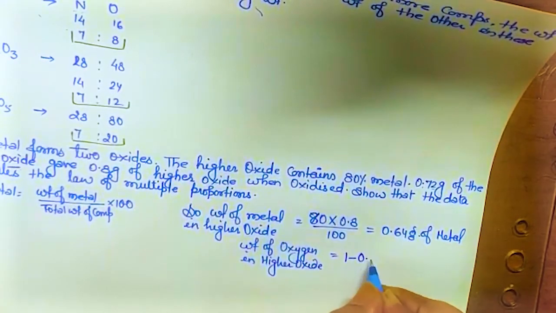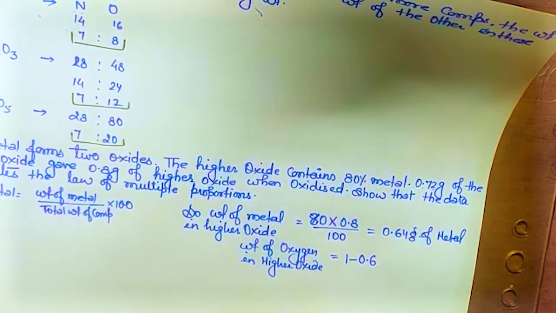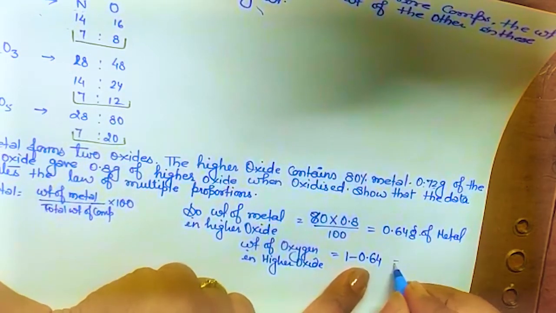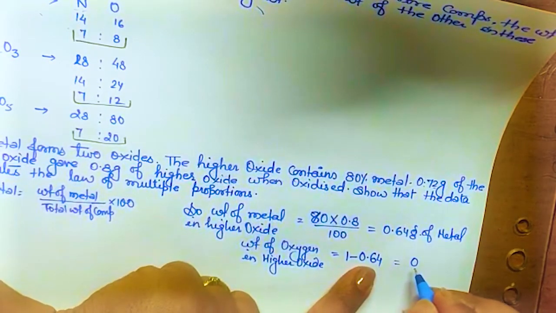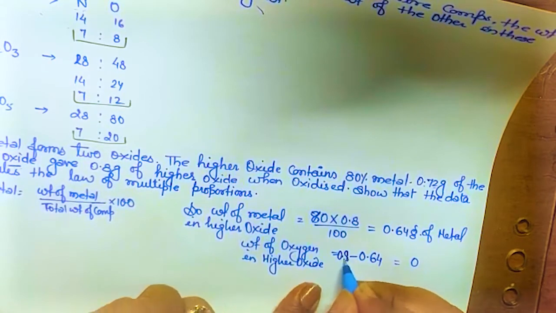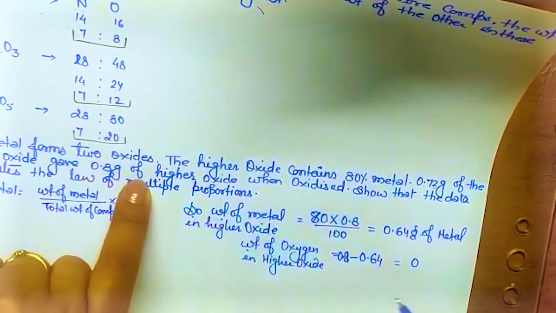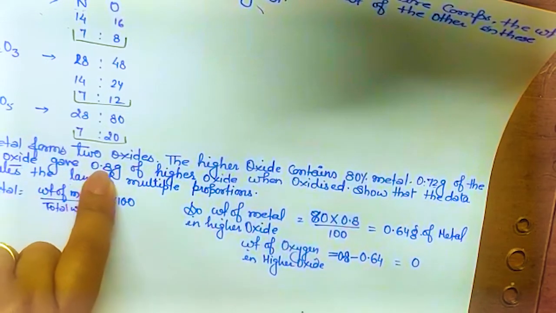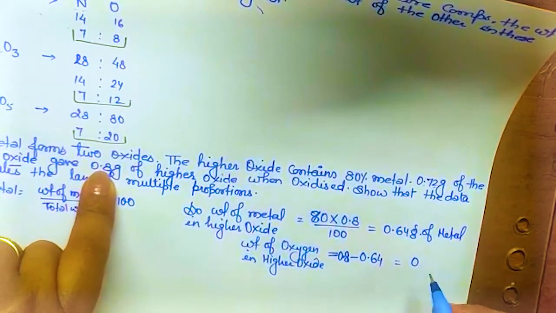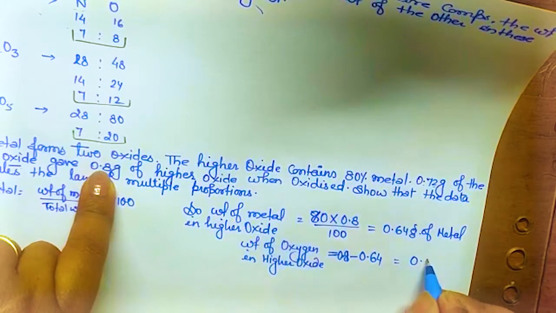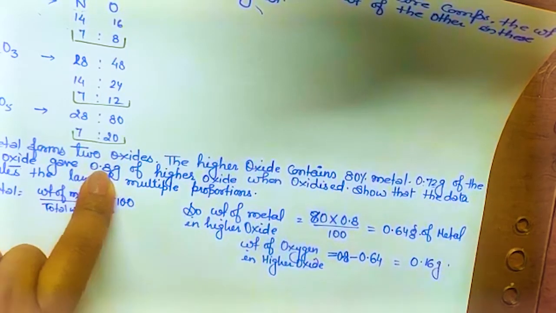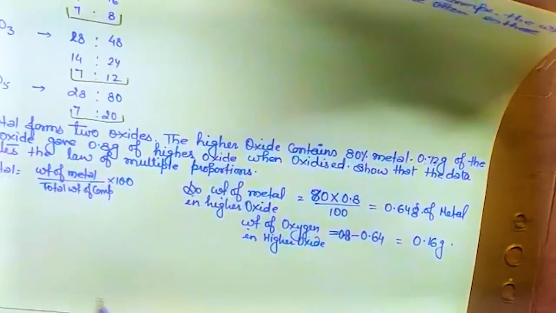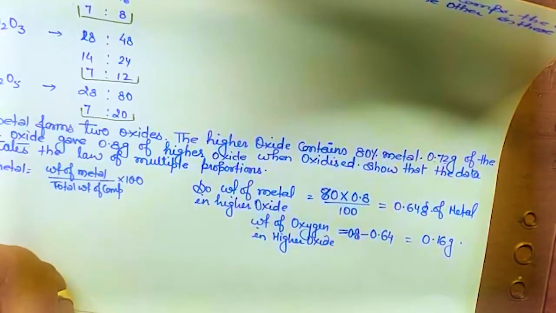So 1 minus 0.6, total amount of that oxide is 1. So if we do find it, what will it be? 0.8 is there, no? Sorry, this is 0.8 weight. Okay. So if nothing is given, then only we will assume 1. Here it is given 0.8, so we will do this. So what will be the answer here? Subtraction, this will be, yes, 0.16 gram. Clear?